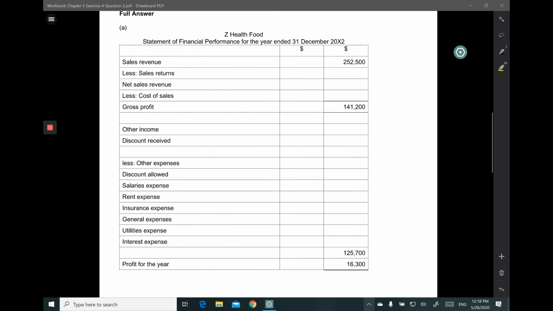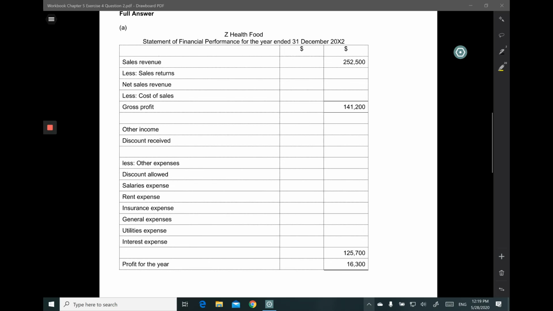I'm just showing you a teaser of how the final product should look. This is the answer for the statement of financial performance. Remember that every time you do a statement, you must always start off with the business name on top and then the title of the statement. In this case, statement of financial performance for the year ended 31st December 20x2. I've given you some of the numbers and listed the accounts, so it's up to you to write down what the numbers are. This is for part A.